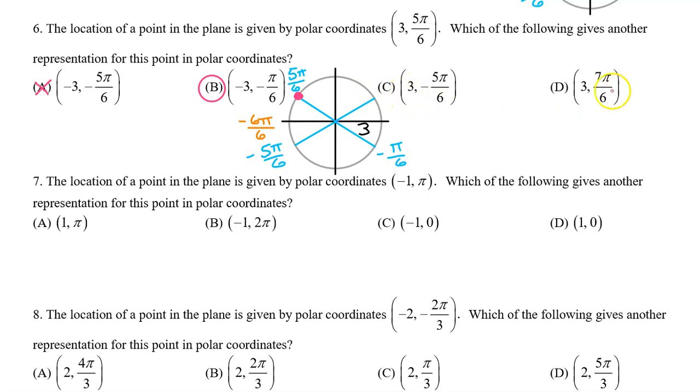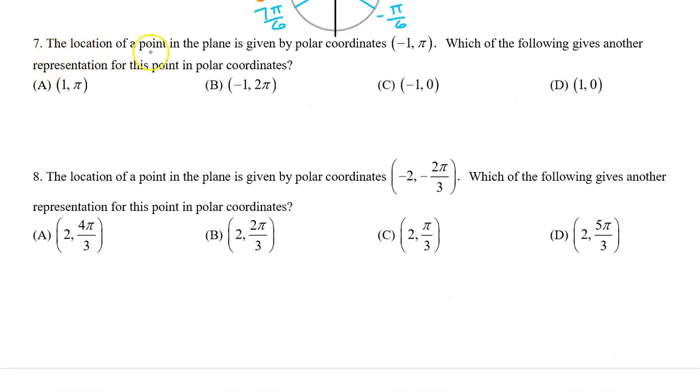Let us quickly observe why the other two answers are wrong. Negative 5 pi over 6 will be right here, and a positive r value leaves us right here. We did not hit the target, C is wrong. Positive 7 pi over 6 moves us in the counterclockwise direction. This is 6 pi over 6, so 7 pi over 6 is going to be right here. The positive r value leaves us right here. Not hitting the target, the answer is not D.